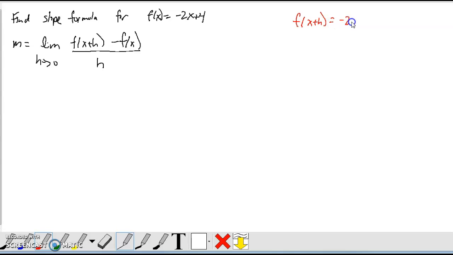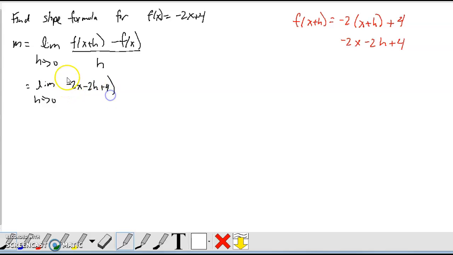That means everywhere I see an x, I'm going to plug in x plus h, and then plus 4. So this gives you negative 2x minus 2h plus 4. Obviously, f of x is just negative 2x plus 4. So we're going to say the limit as h approaches 0 of negative 2x minus 2h plus 4, that's my first one, minus negative 2x plus 4, all over h. It's very important to use parentheses, especially for the second problem when we're finding the slope formula.